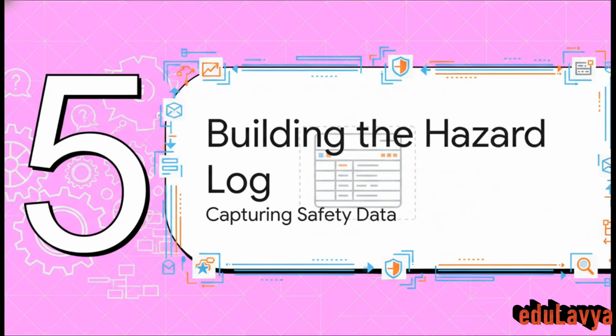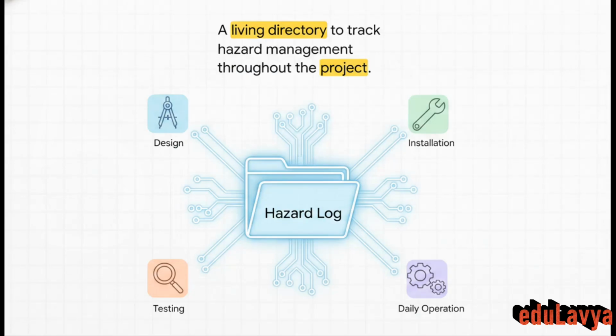And that leads us to our final step, part 5, building the hazard log. Every foreseeable hazard identified by these experts is systematically recorded into a hazard log. But listen, this isn't just some document that gets filed away in a drawer and forgotten about. No way. It is an essential, living directory. It tracks the details of the hazard, the potential causes, and most importantly, the exact controls and safety measures put in place to manage it. Think of this log as the central nervous system for safety assurance. It tracks the management of these risks throughout the entire life cycle of the project, from the early design phase right through installation, testing, and decades of daily operation.